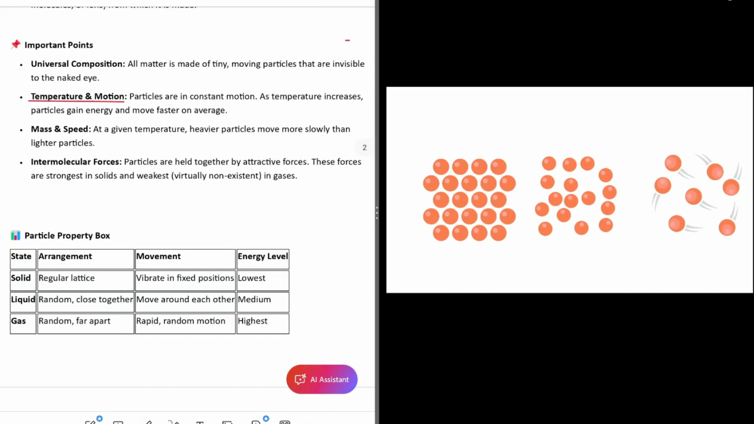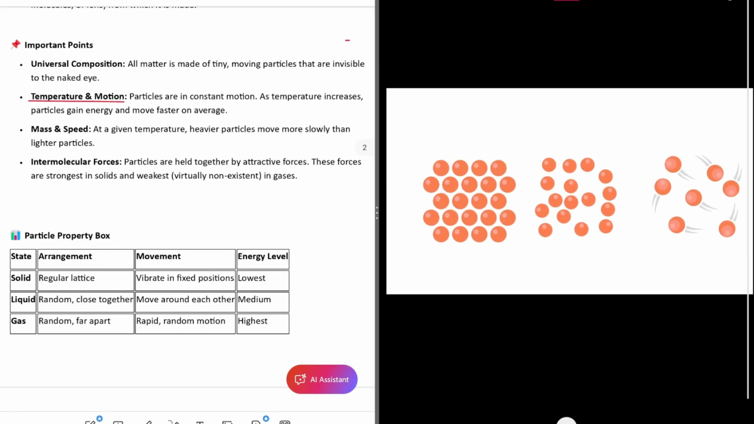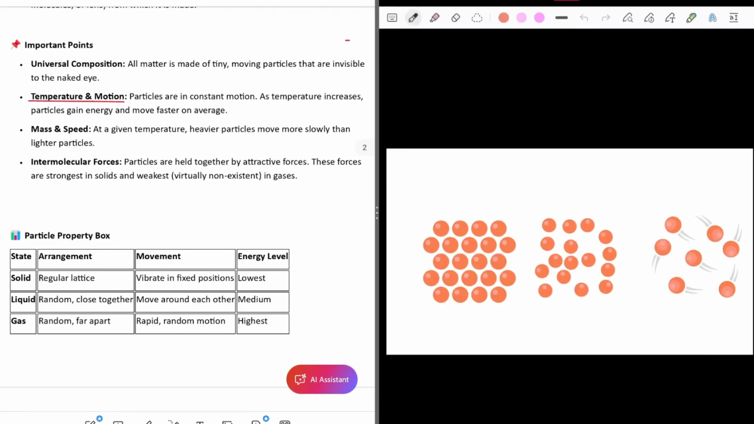Point 4 talks about intermolecular forces. That's just the invisible glue holding particles together. Let's use the table on the tube to see the three ways they behave. Solid, liquid, and gas. Solid is like a cinema audience, and liquid behaves like the party dance floor, and gases are like children playing in the playground.